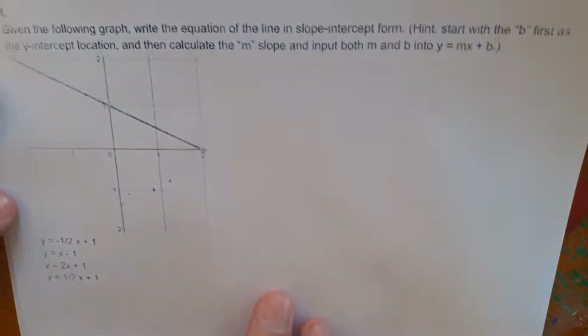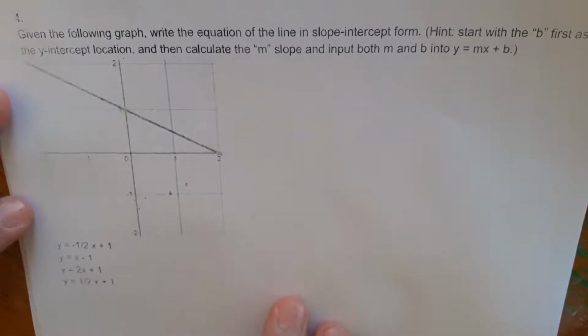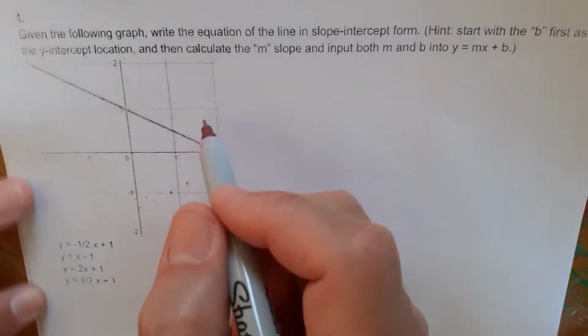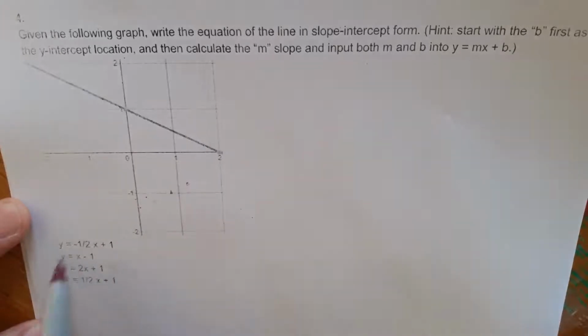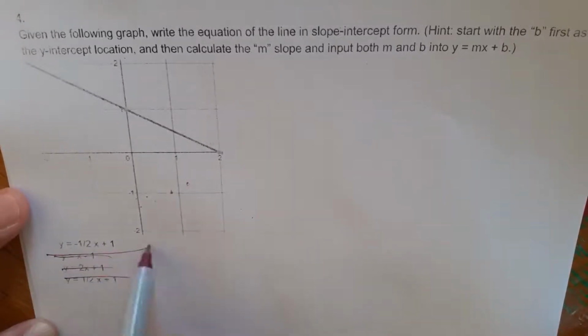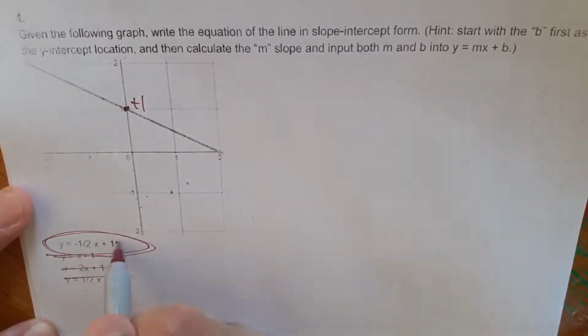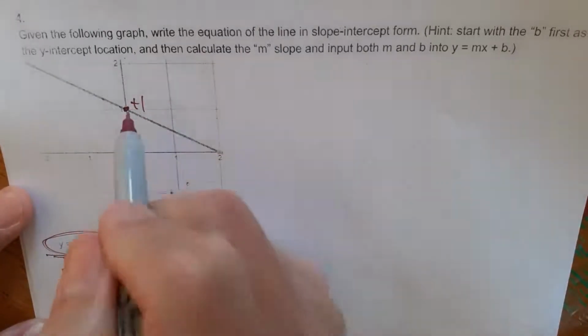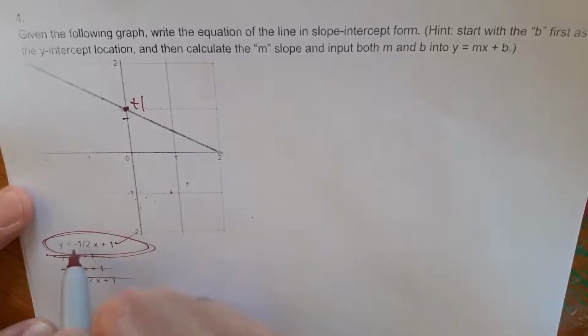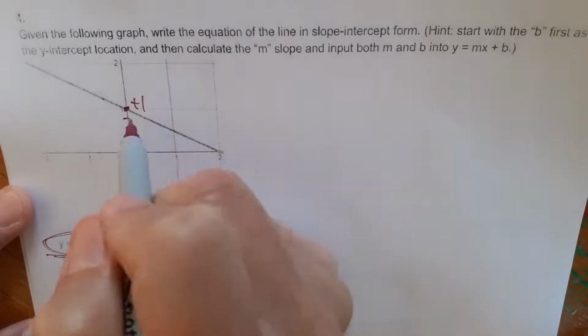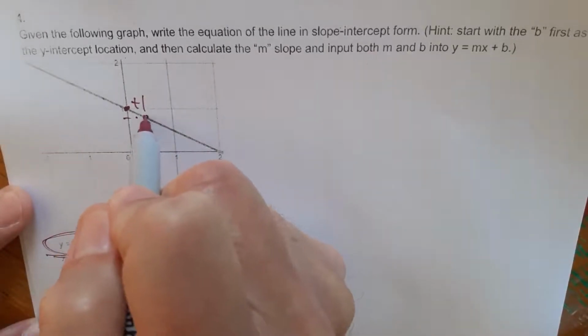All right, given the following graph, figure it out. All right, so another negative slope. Do I have any negatives? Oh, this is too easy. All right, but let's confirm it. There's a plus 1 here, so that's good. And does it go down 1 over 1? Down 1 over, no, down 1 over 2. Down 1 over 2. Yes.